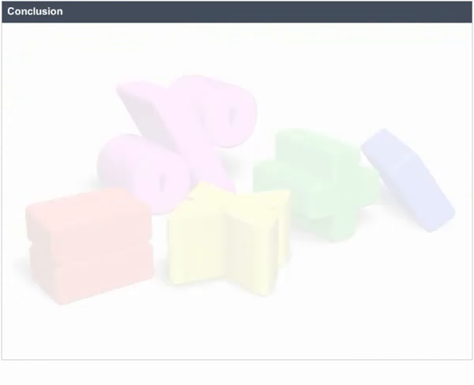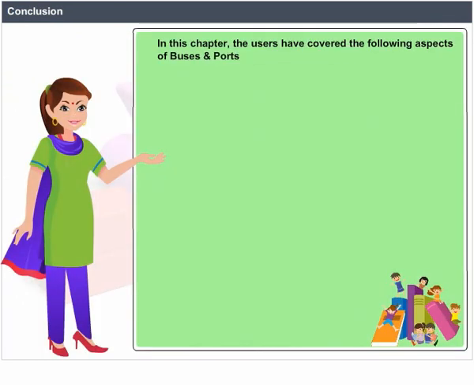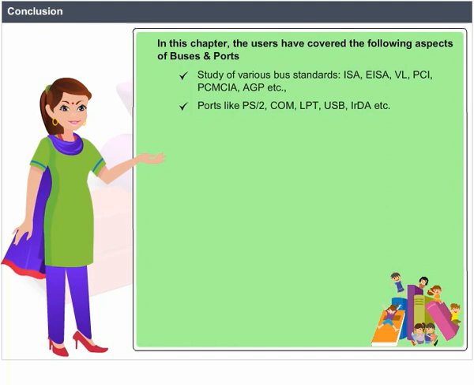Conclusion. In this chapter, the users have covered the following aspects of buses and ports. Study of various bus standards, ISA, EISA, VL, PCI, PCM, CRA, AGP, etc. Ports like PS2, COM, LPT, USB, IRDA, etc. Memory types, SIMM, DIMM, etc.